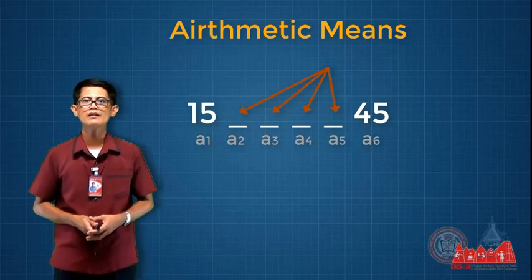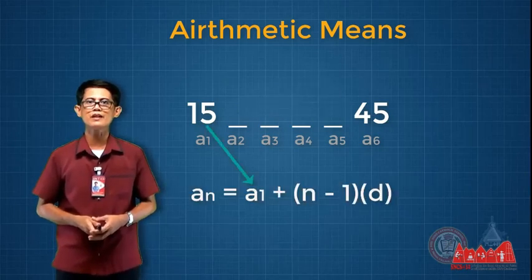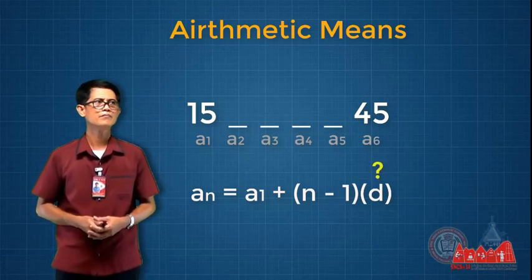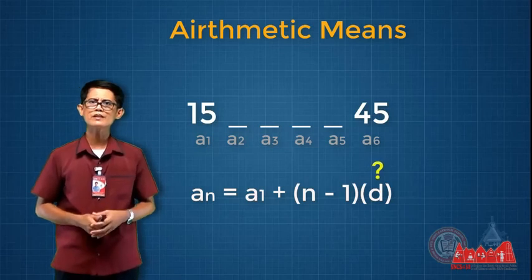So using the formula, substitute our first term 15 and our common difference. Wait, we don't have the second term. How can we get D? Can you figure this out? I'll give you 1 minute to think about this.